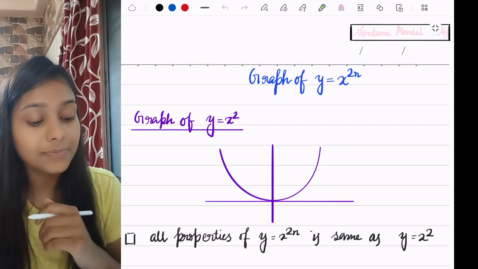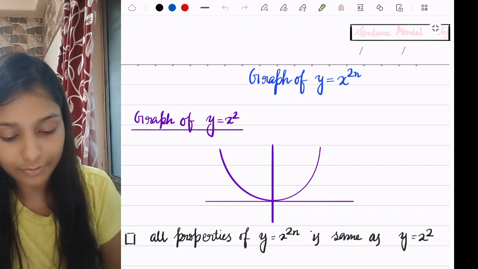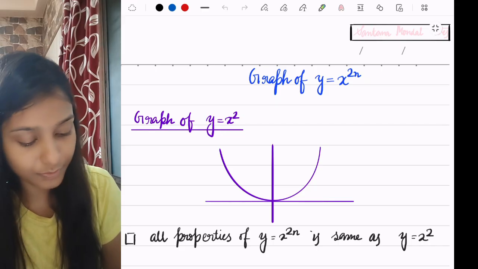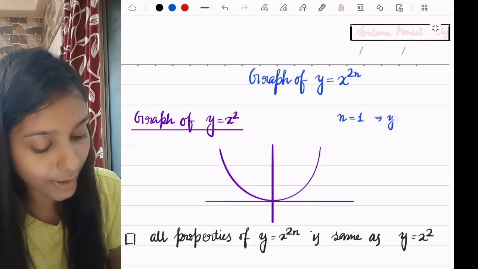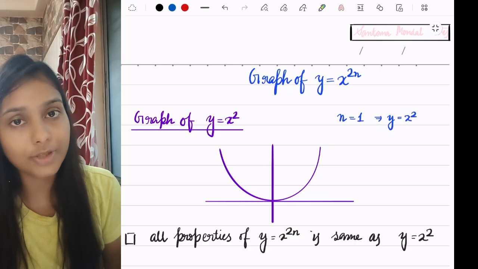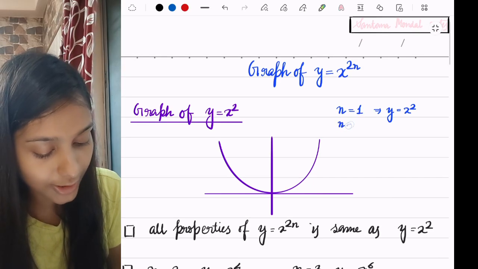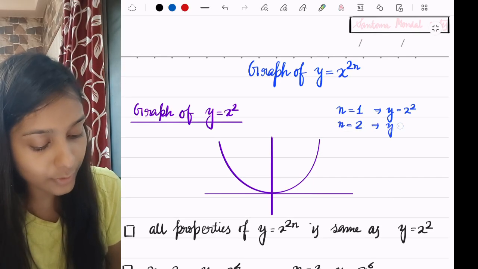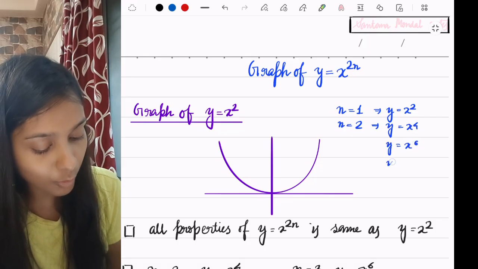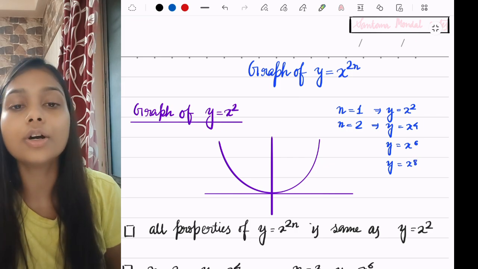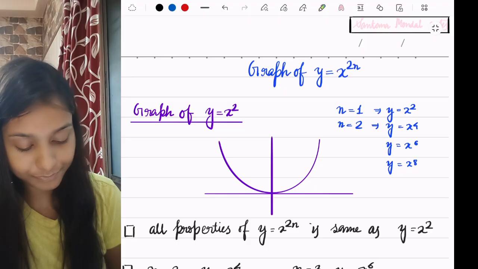With that said, let me write it down. For n equals 1, we have the function y equals x square. The graph of this function is already well known. Now we want to find out the graph of the function for n equals 2, so that is y equals x power 4. Similarly, y equals x power 6, y equals x power 8. So these are the even powers of x that we want to plot.